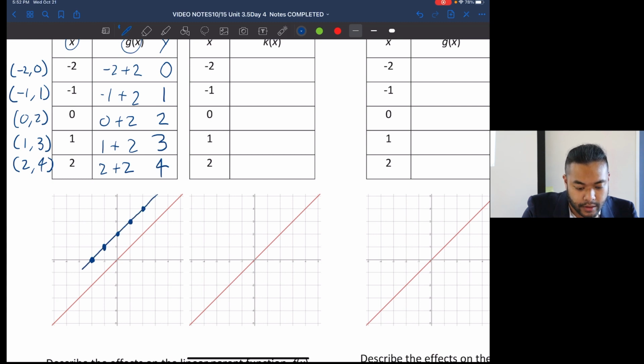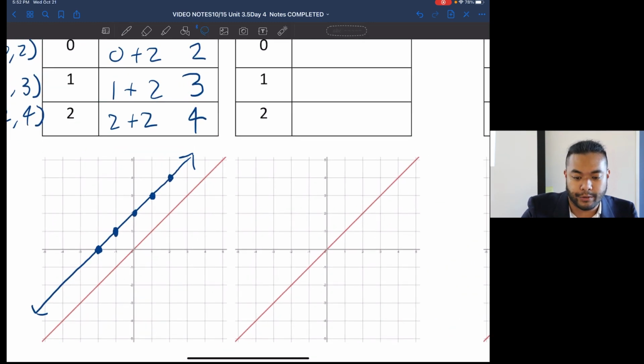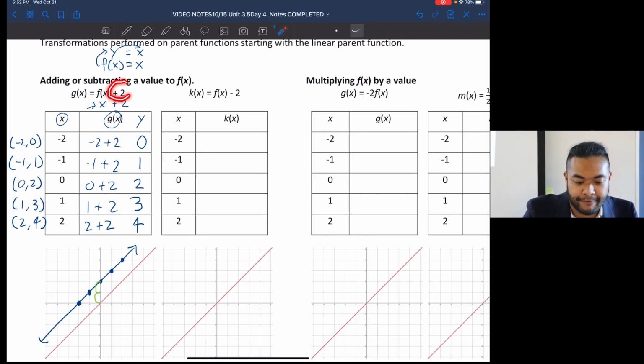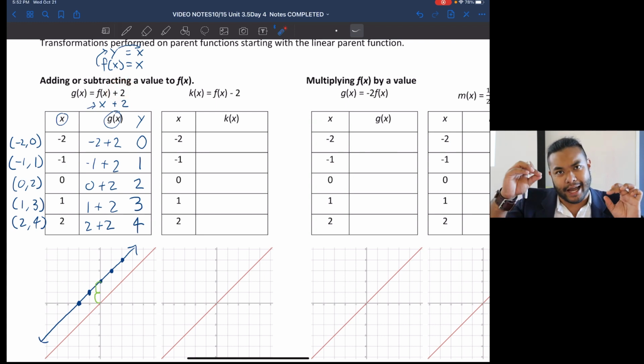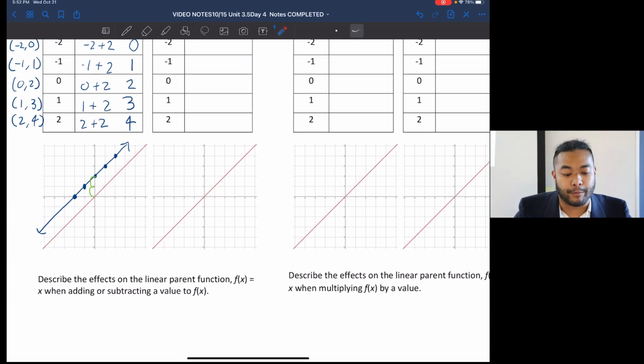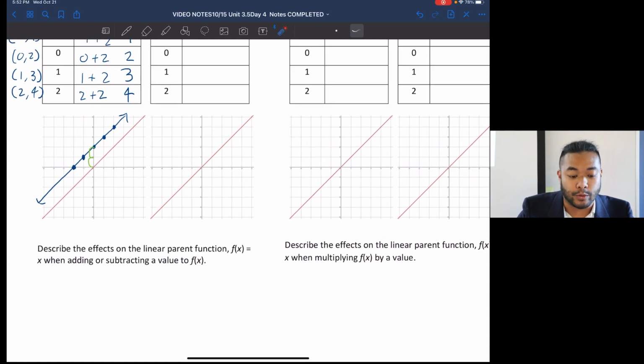But my entire line, every point on my original red line, every point on my original parent function, has been shifted up 2 units. So this plus 2 here, f of x plus 2, my parent function plus 2, does exactly that. It takes the entire line and moves it up 2. So we say the transformation here is adding 2. So adding 2 moves the line up 2.